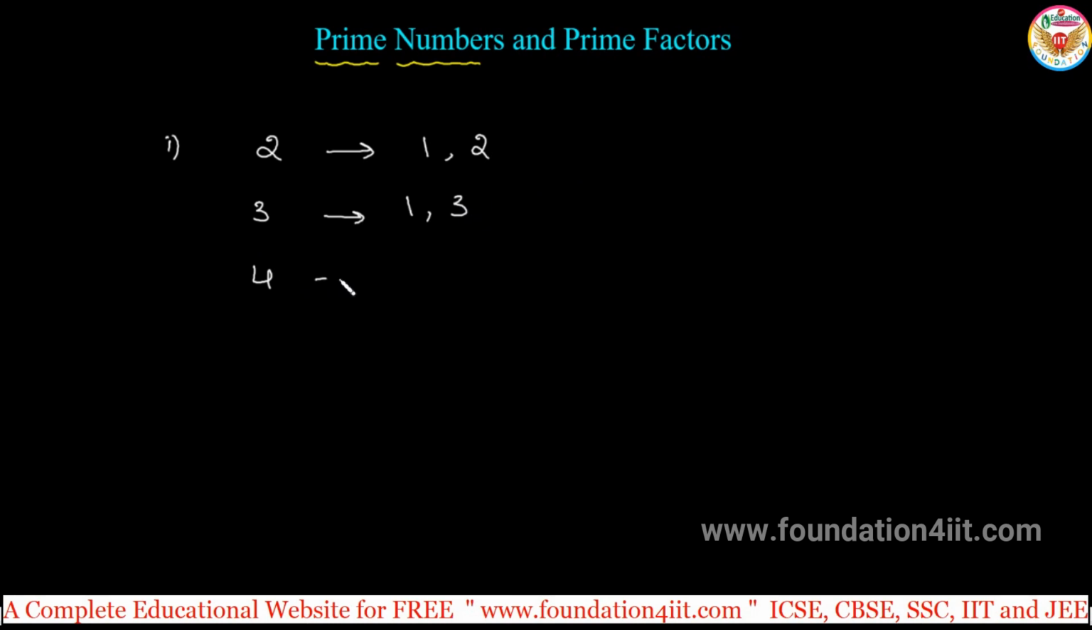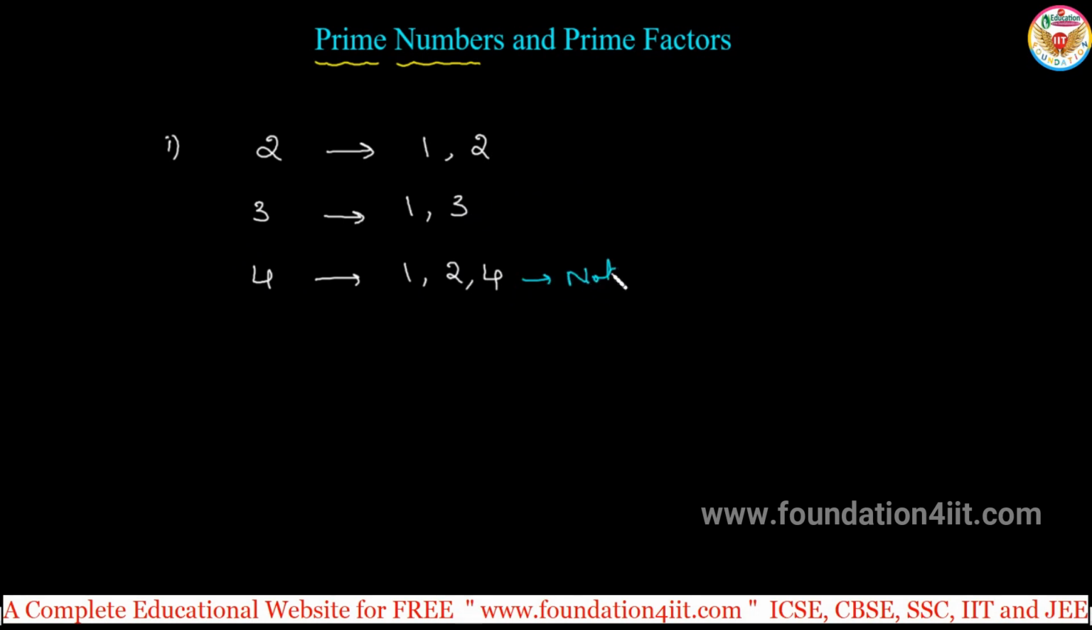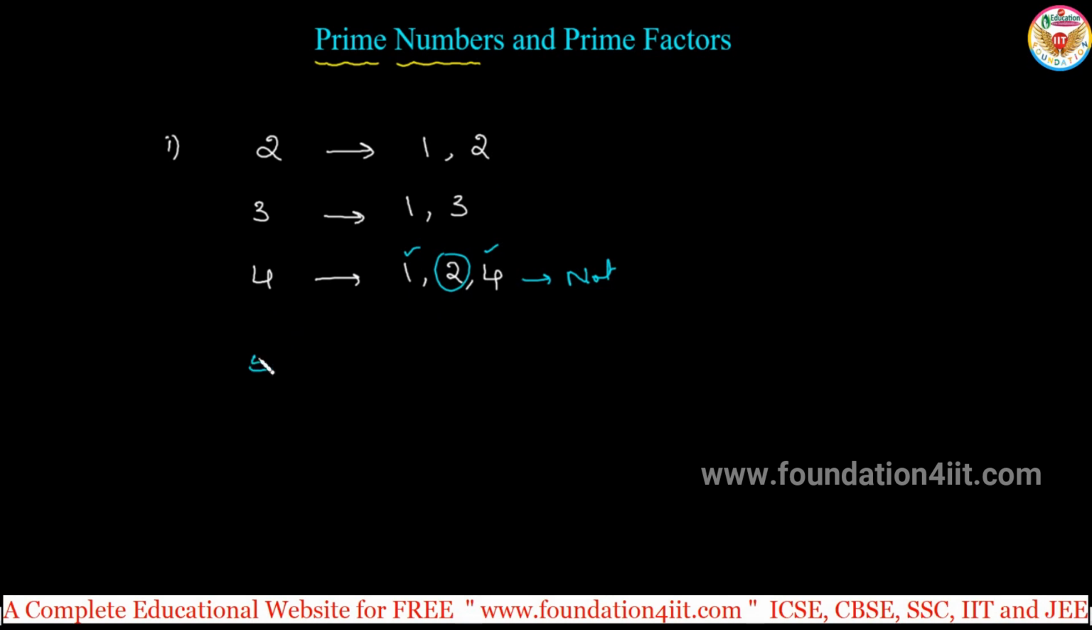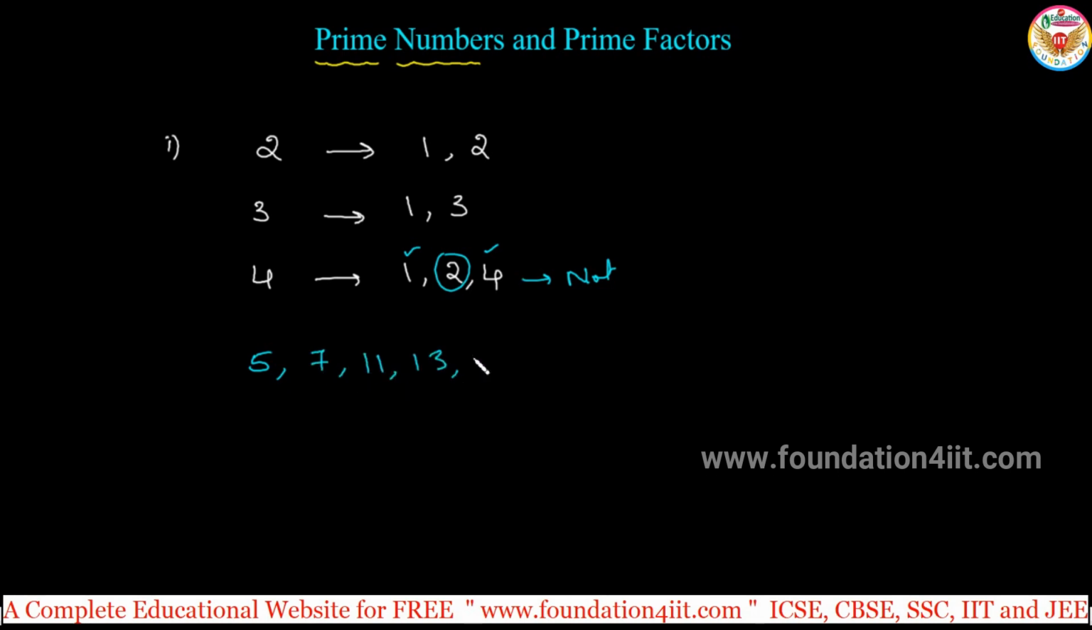Let's take 4. For 4 the factors are 1, 2 and 4. That means this is not a prime number, because we have factors not only 1 and itself, even 2 is also there. So a natural number that is divisible only by 1 and itself is called a prime number, right? And among the prime numbers we have 5. Only 1 and 5 are the factors for this. 7, 11, 13, 17 and so on. These are all the prime numbers.